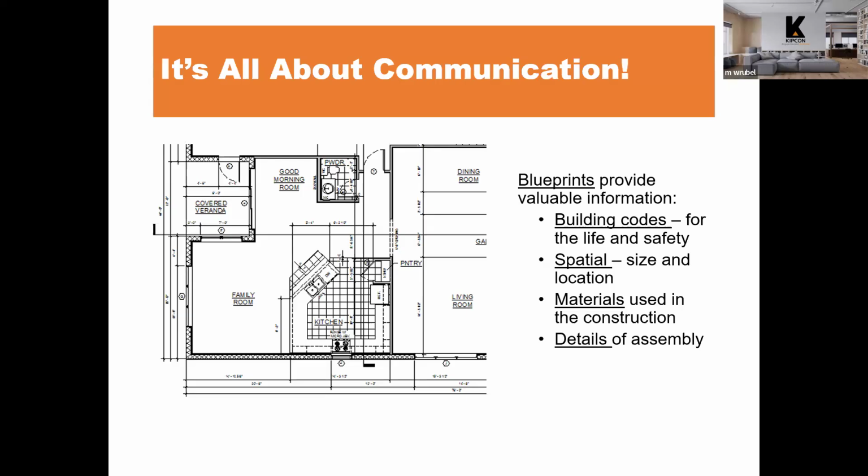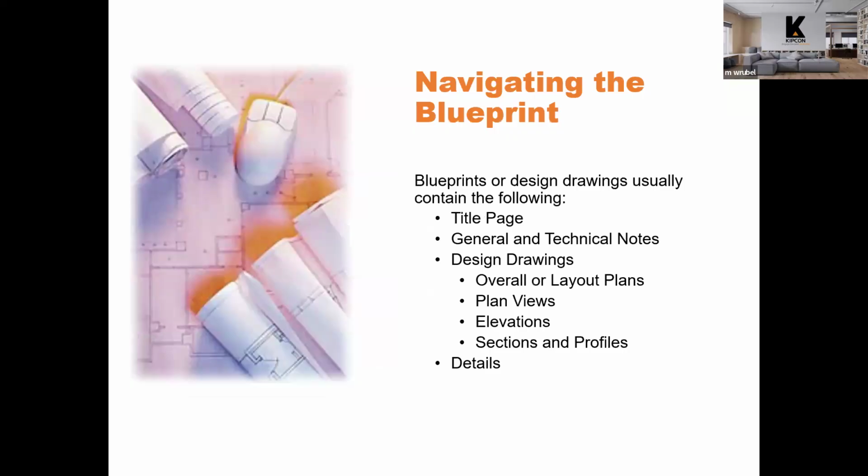Blueprints also show the spatial dimensions of what is being constructed: how large things are, the distance between things, the materials that are going to be used in the construction, and the details, those very important sheets at the end that have specialized information in them. So every set of blueprints follows a progression. That's pretty typical, and it changes from time to time, depending upon what's being constructed or remediated.